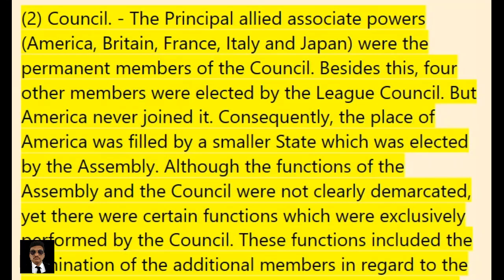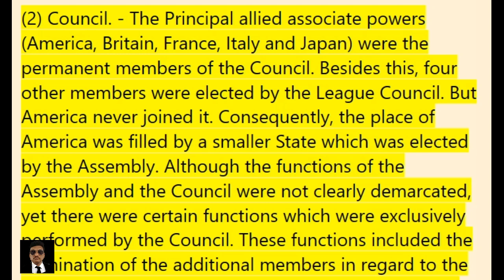2. Council. The principal allied and associated powers, America, Britain, France, Italy and Japan, were the permanent members of the Council. Besides this, 4 other members were elected by the League Council. But America never joined it. Consequently, the place of America was filled by a smaller state which was elected by the Assembly.